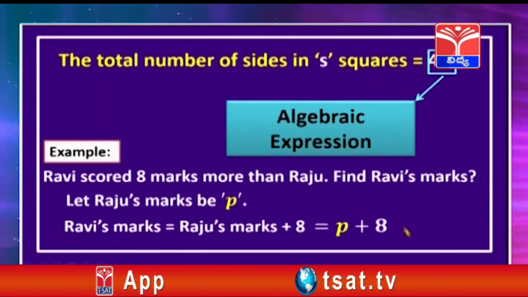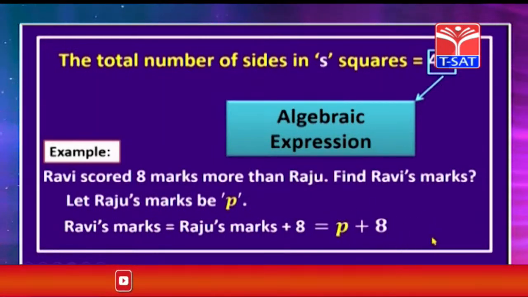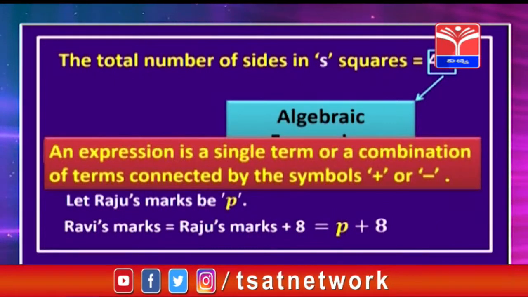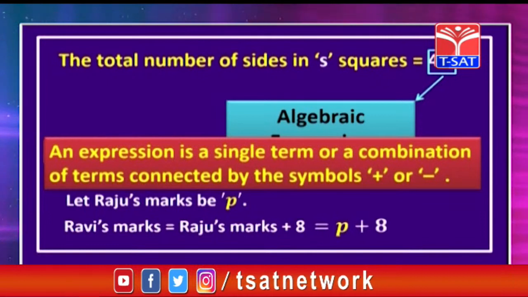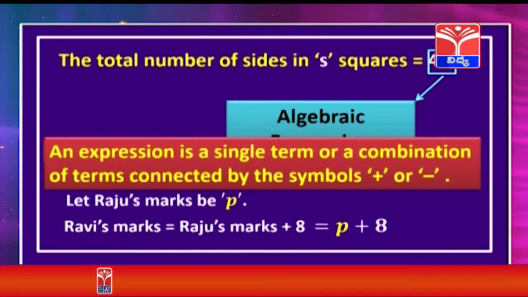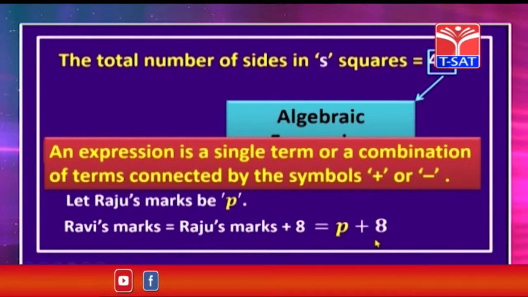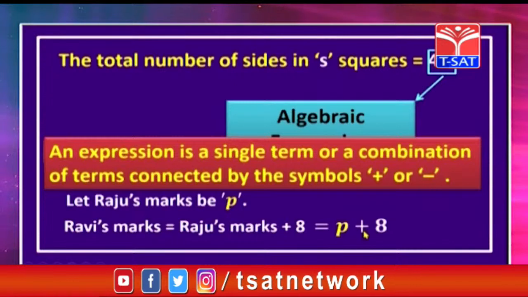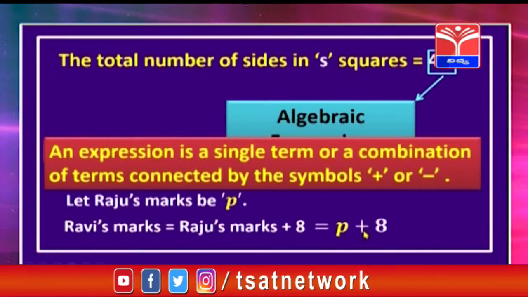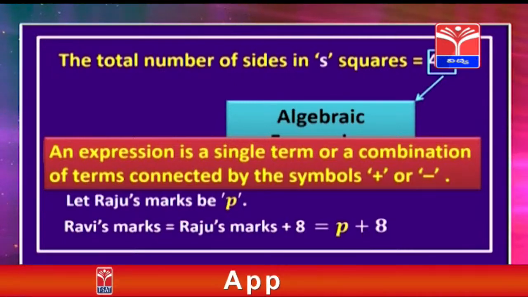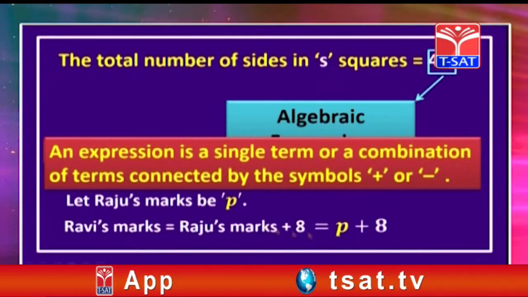Now this one, whatever we obtain, P plus 8, is again an algebraic expression only, children. So an expression can be a single term or a combination of terms connected by either plus or minus. So here you can notice 4s, this is an algebraic expression, it contains only one term, whereas in this case it has two terms separated by what? A positive sign. It can be negative also. Suppose if Ravi gets 8 marks less, then we would have got P minus 8, isn't it, children?